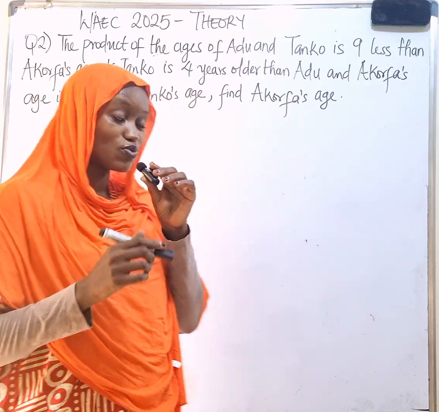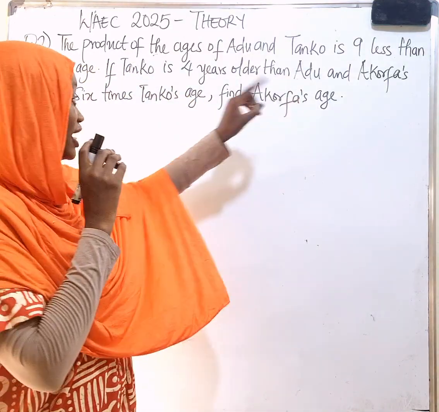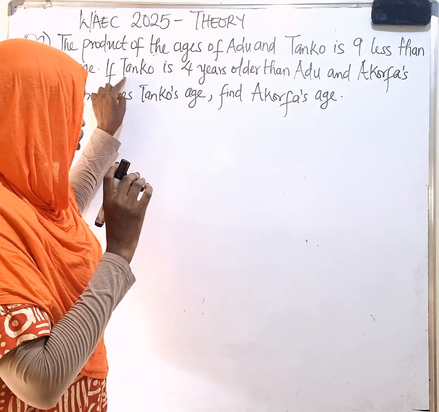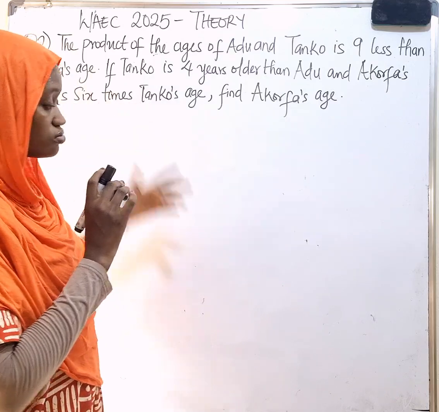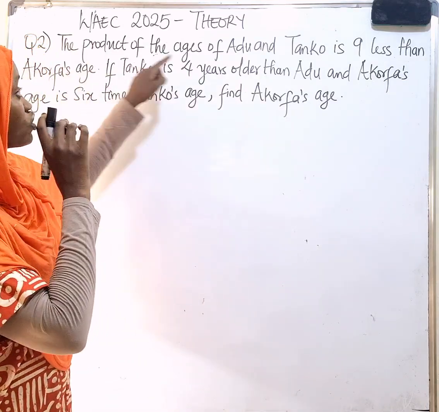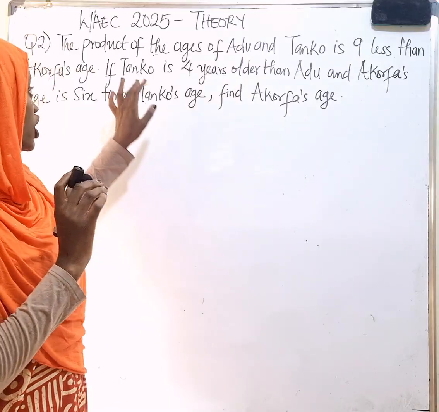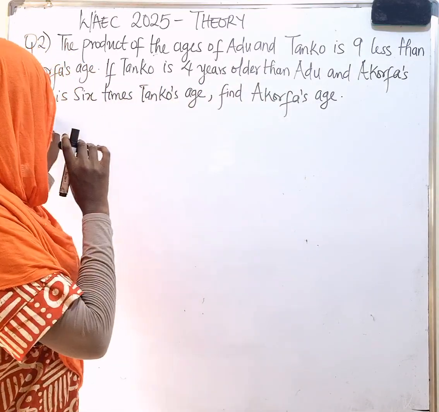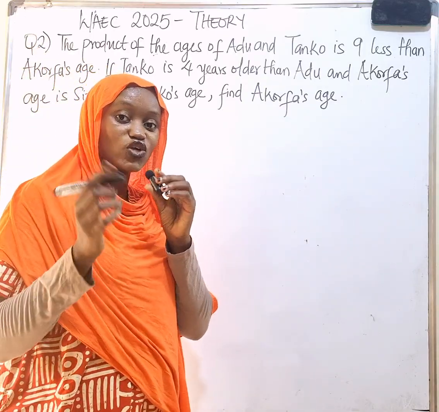So let's get started. The question reads: the product of the ages of Adu and Tanko is 9 less than Akofa's age. If Tanko is 4 years older than Adu and Akofa's age is 6 times Tanko's age, we're required to find Akofa's age.